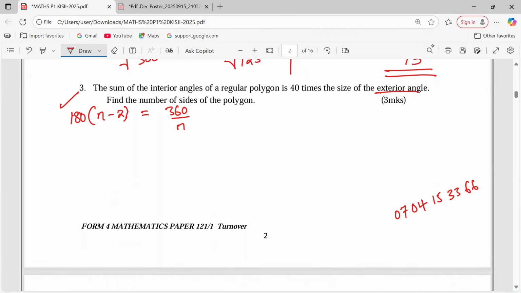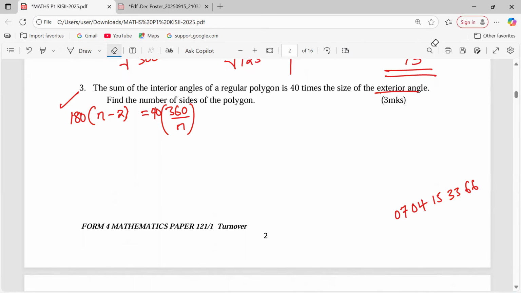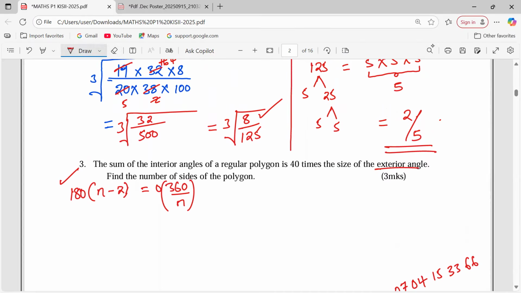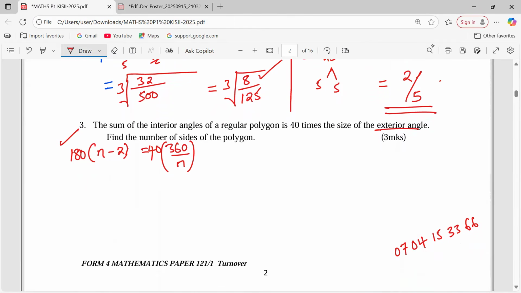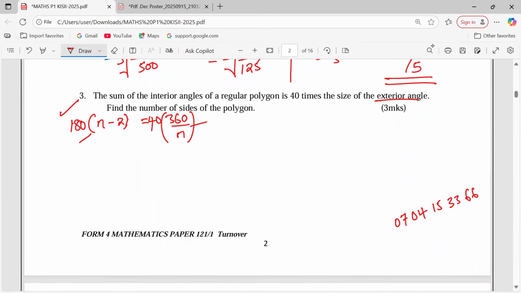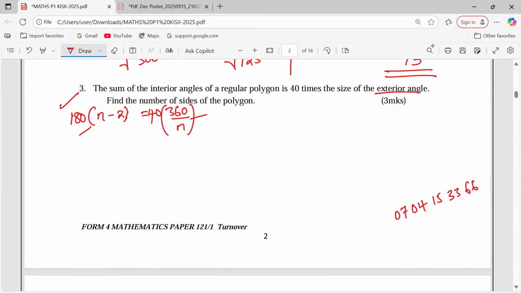Then now, this sum equals 40 multiplied by the size of an exterior angle. So this is the exterior angle, this is the sum. So now we can solve it. Let me divide by 20, so that we get 9 into n minus 2 equals 2 into 360 over n.